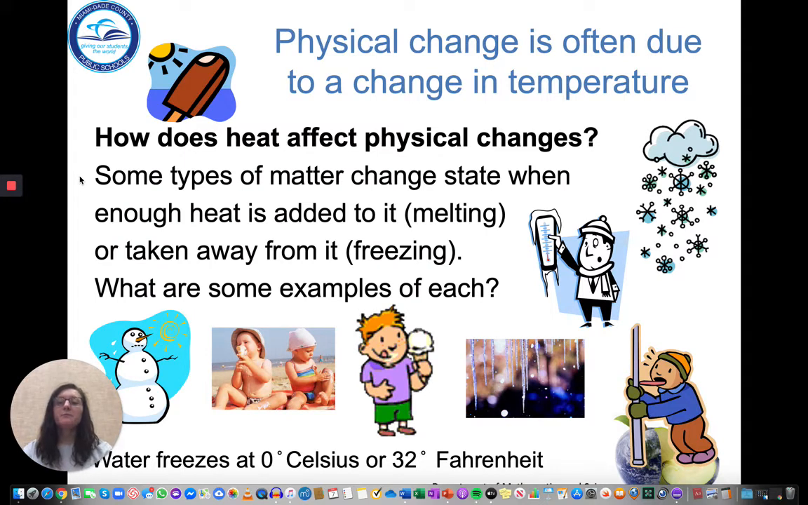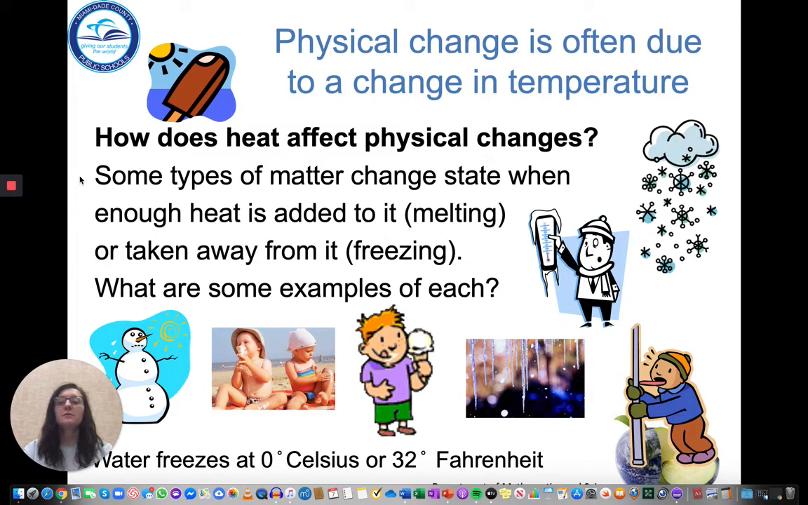Some types of matter change state when enough heat is added to it, and that's what we call melting. Something that we can think of as melting is maybe the snow. When it's cold enough for it to snow, 32 degrees Fahrenheit or lower is when we'll have snow. But if all of a sudden it's a 40-degree day, the snow is going to melt because enough heat was added to it to make it melt. Or the opposite is when we take heat away from it, and that's when we get freezing.